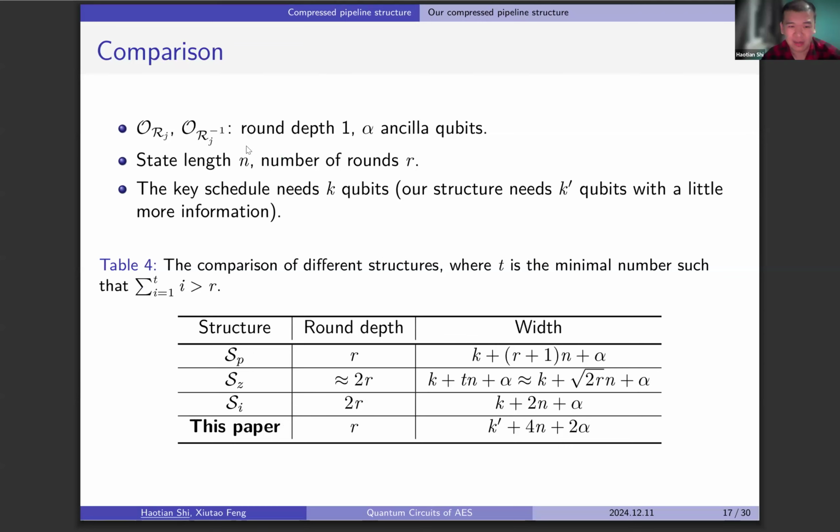We then give a detailed comparison between these structures. Suppose the round function oracle has round depth 1 and needs alpha ancillary qubits. The state length is n, the number of rounds is r. The key schedule needs k qubits or k prime qubits. Our structure has the same round depth as the pipeline structure, and only needs 4 state registers, which is independent of the round number r. If the ancillary qubits of the round function oracle are small enough, our structure will have a better depth-width trade-off.